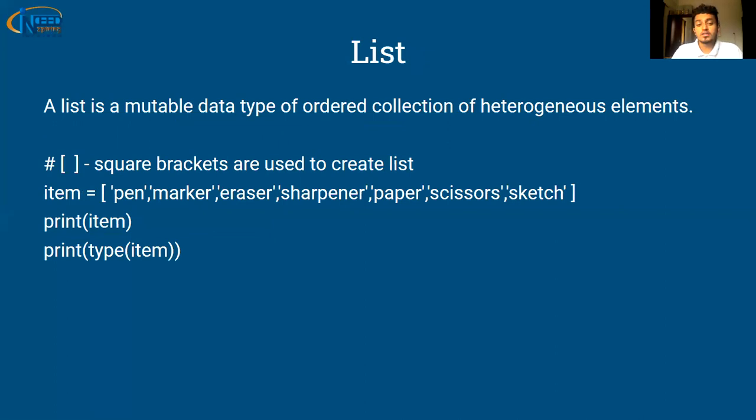Moving further, this is called list. What is a list? A list is a mutable data type. What is mutable? Mutable means that it can be changed.